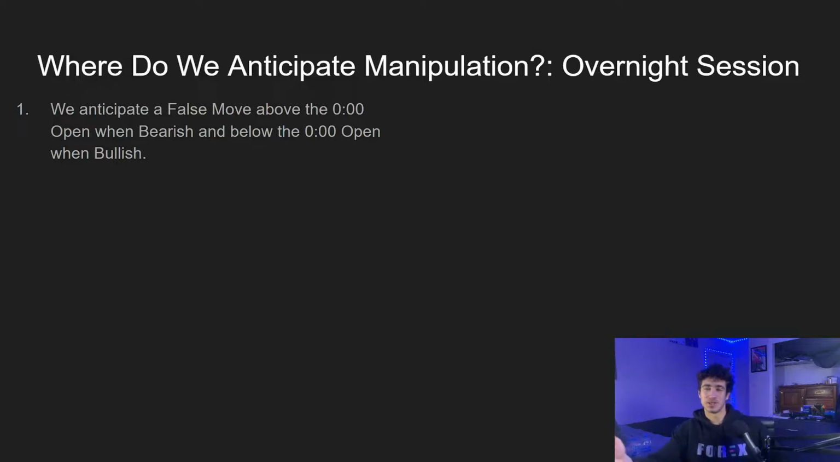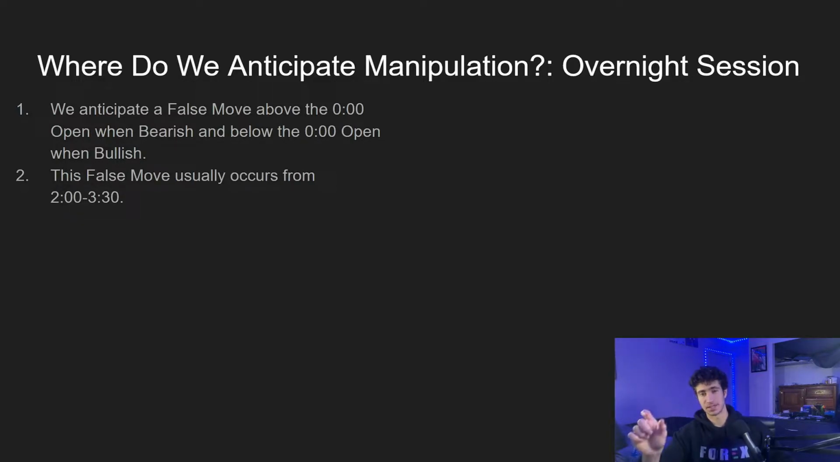We use a midnight open to delineate false moves, and when we are bullish, we expect the move to be lower below the midnight open, and then when we are bearish, we expect the false move to occur above the midnight open. And this false move usually occurs between 2 a.m. and 3:30, right at the beginning of the session, between that hour and a half time span. It can occur later, but usually it forms between this time.